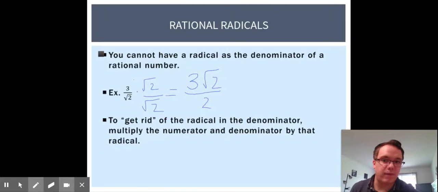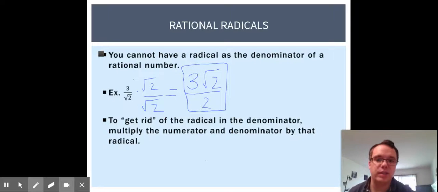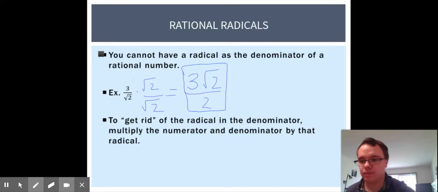If you need proof of that, if I take the square root of 2 times the square root of 2, I get the square root of 4, and the square root of 4 is 2. And I can't simplify 3 square roots of 2 over 2 anymore, so this would be our simplified version: 3 over the square root of 2 is 3 square roots of 2 over 2.